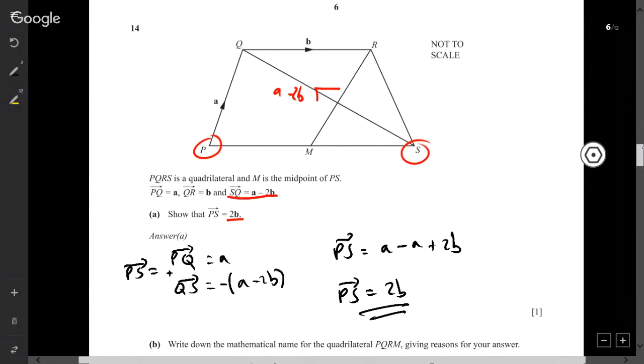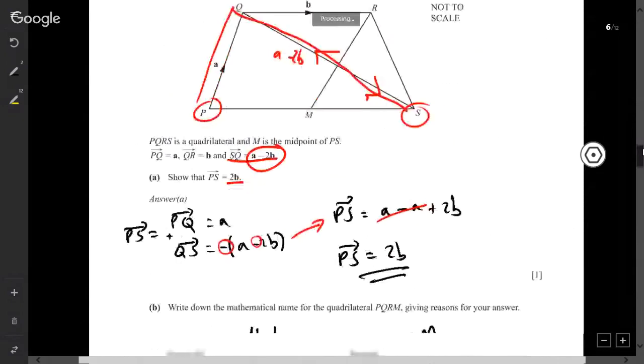And there are 3 bits of info. So to show that PS is 2B, well, okay, let's see. These are the 2 sides we know. So we're going to use A, and we're going to use this line here. So we're going in this direction. So it's PQ, which is A, plus QS, which is the negative version of SQ. So negative A minus 2B. All right, so we just take that over here. That means that A minus A, and then because we're changing by a minus, that becomes a plus. B is PS, so PS equals 2B, because these just cancel each other out.